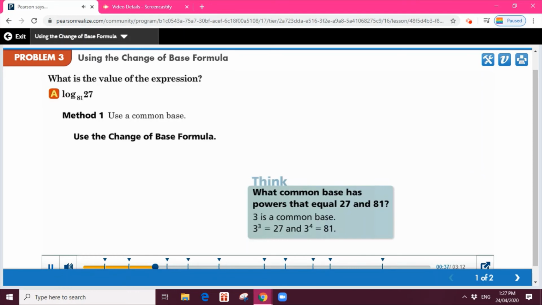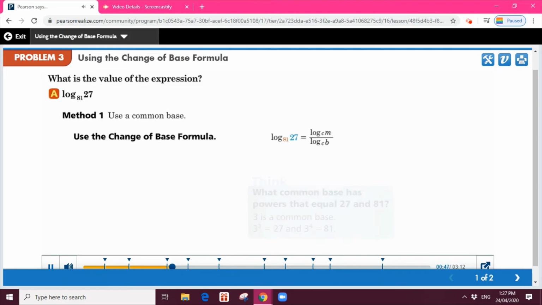Use the change of base formula. Now substitute the values in the equivalent expression. Remember, 3 is a common base of 27 and 81. Now simplify. So the value of log base 81 of 27 is 3/4.